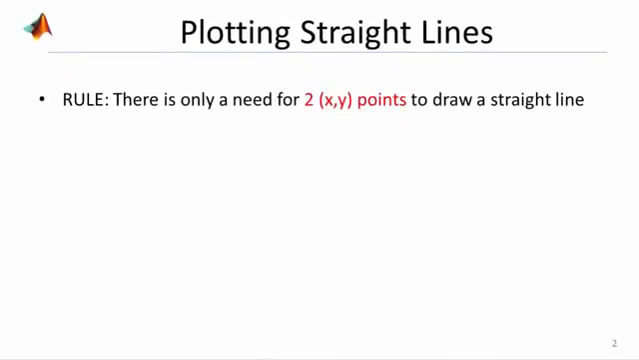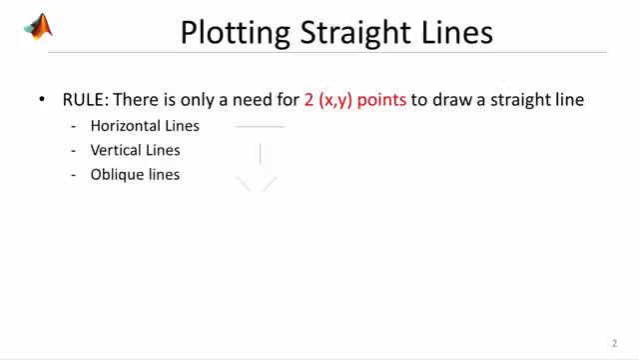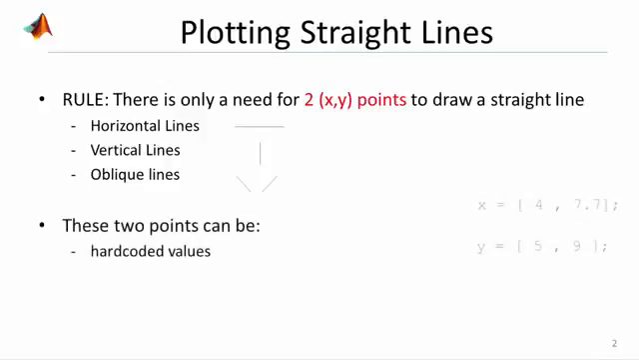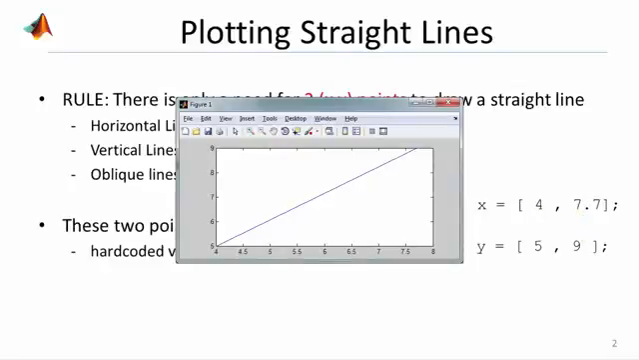To plot a straight line, remember, is nothing but having 2 points. Whether it is a horizontal line, a vertical line, or an oblique line, all we need is an XY starting point and an XY ending point. Those 2 points can be hard-coded values. For example, the 4 will be associated with the 5, the 7.7 with the 9, and MATLAB will draw a line between the 2 XY points.